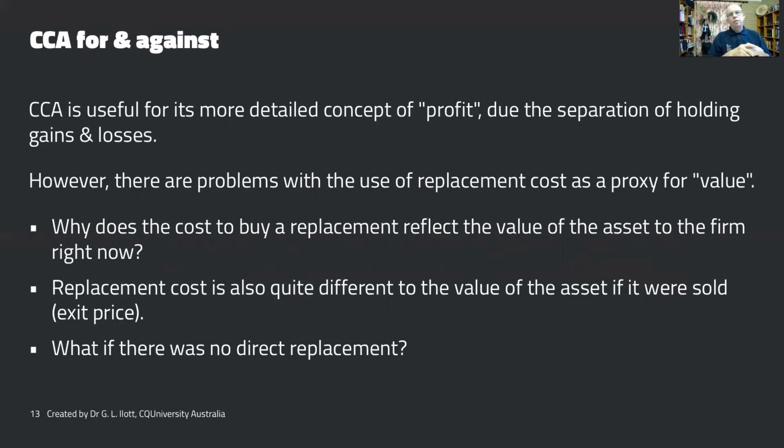So that's the quick tour of current cost accounting. And the next one we're going to look at is continuously contemporary accounting, where we move quite radically into exit price valuations. So stick around for that.